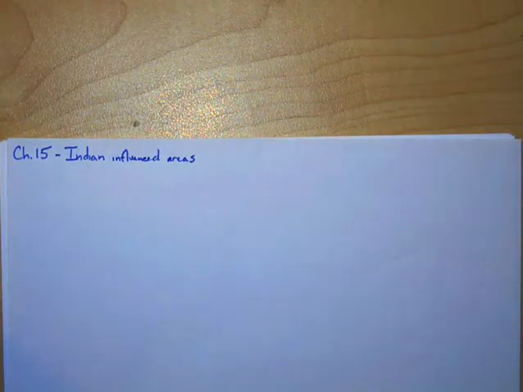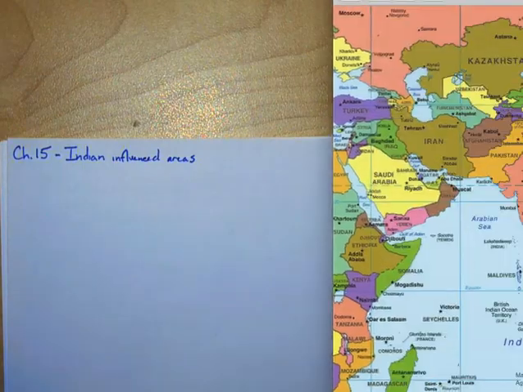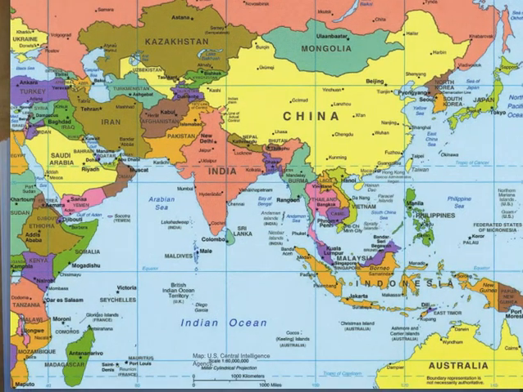So just to put this on a map so you can see where we're thinking about. We've spent the last two videos looking at India itself. Today we're going to spend some time over here in Southeast Asia. We're also going to spend a little bit of time over here on the East African coast. So just to give you an idea of where we're talking about, we're going to spend most of our time over here and a little bit of time over here.